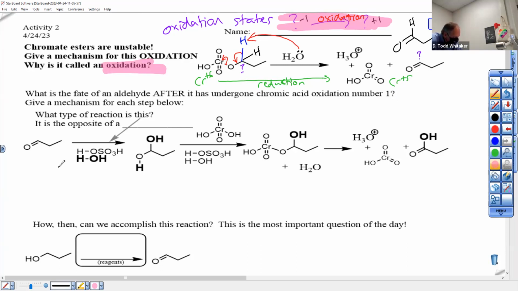Okay. What's going on here? What is the fate of an aldehyde after it has undergone chromic acid oxidation number 1? This was oxidation number 1 right here. Oxidation number 1. Yeah, aldehydes, they do this first.